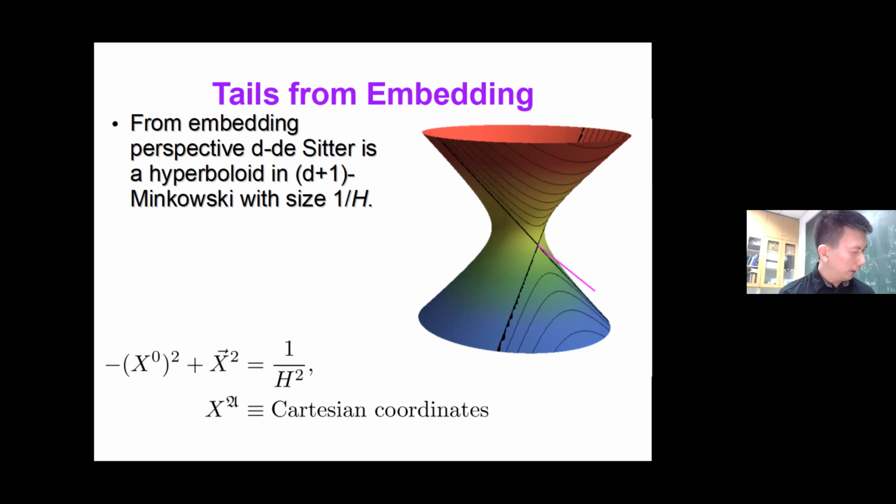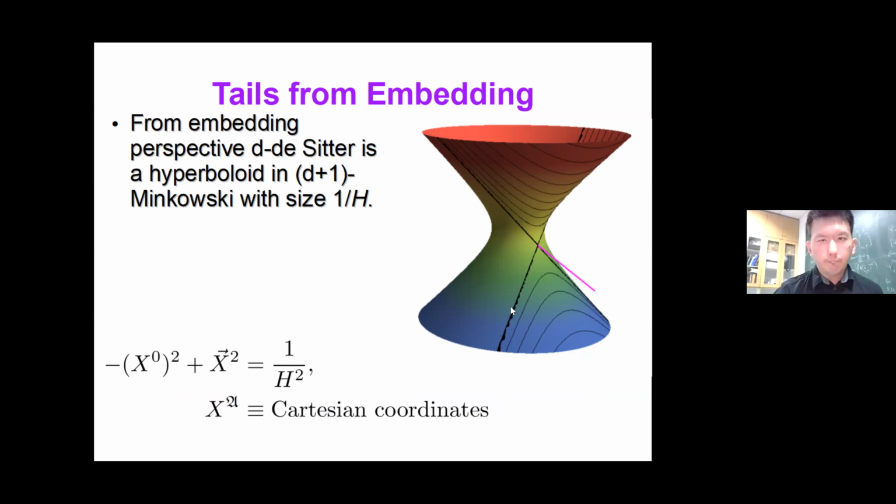Before I move on, let me also mention that in de Sitter, there is a different way of looking at the tail effect, by actually recognizing that de Sitter can be viewed as a hyperboloid situated in a one higher dimensional flat space-time. So this is the hyperboloid that you're looking at. This is de Sitter space, but living in one higher dimensional flat space.